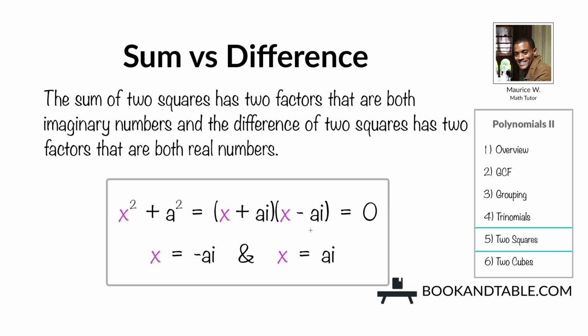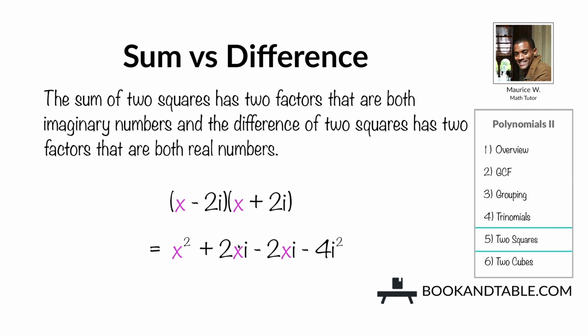And if the sum of the two squares is equal to 0, then you would find the values of x by setting each factor equal to 0 and solving for x. And that would show you that x has a value of negative ai, an imaginary term, and x is equal to positive ai, another imaginary term. Let's take a look at the sum of two squares using real numbers so that this can create a little bit more clarity. Let's say we were given x minus 2i times x plus 2i.